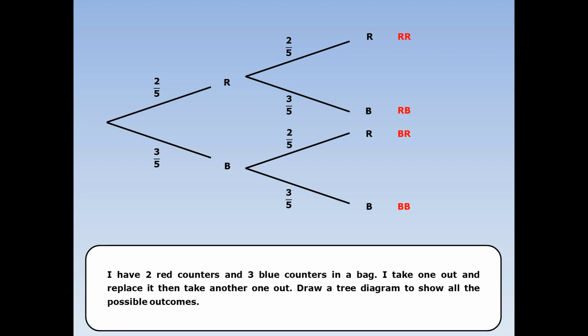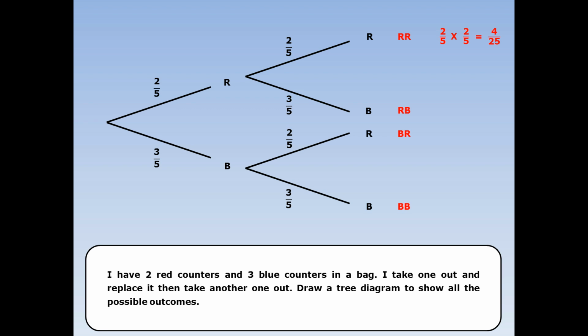To work out the probabilities, I need to multiply along the branches. The chance of a red and a red is 2/5 times 2/5. Multiply the top by the top and the bottom by the bottom. The chance of a red and a red is 4/25.